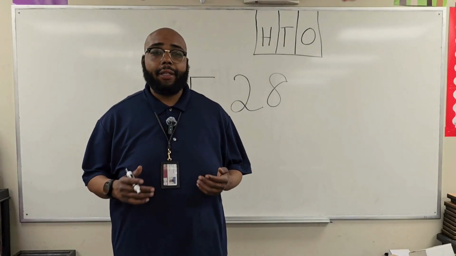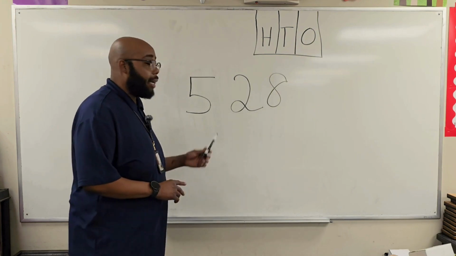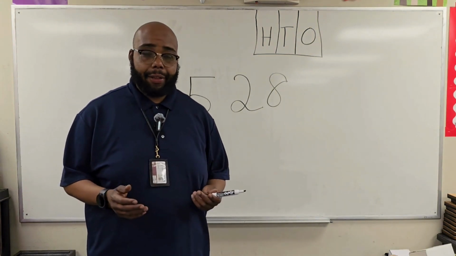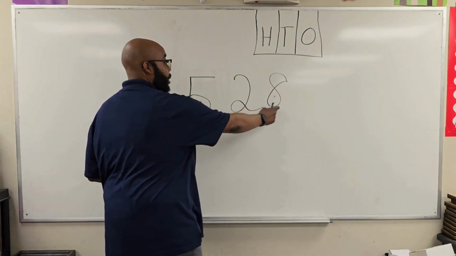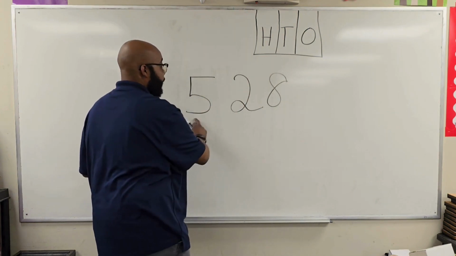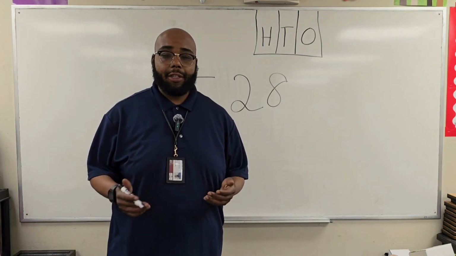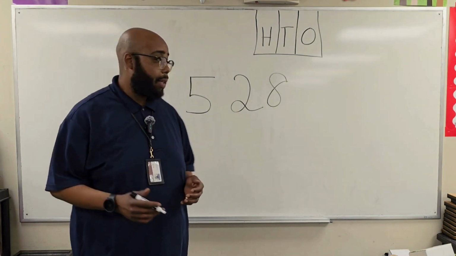528 rounded to the nearest 10 is what we're going to look at for this problem, okay? So again, figuring out our numbers, what place value they're in. So the 8 is in the ones, the 2 is in the tens, and the 5 is in the hundreds. And they want to round to the nearest 10. So we need to find the number that is in the tens place.